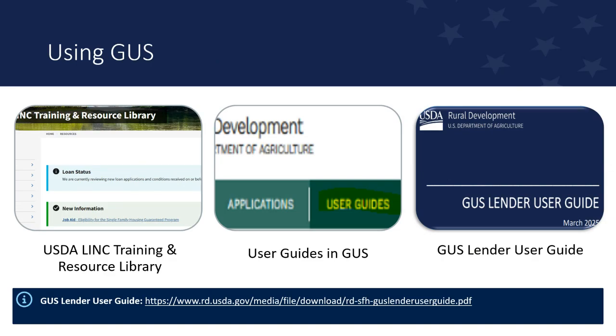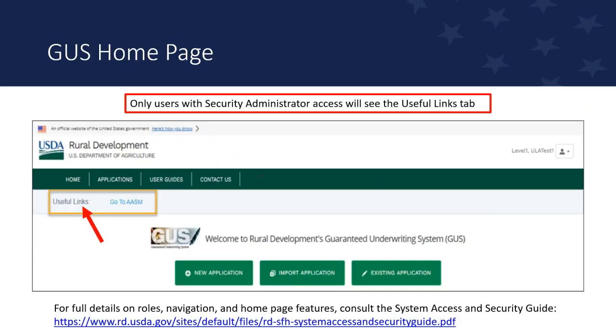The GUS User Guide is extremely helpful. You can find it in GUS under the User Guide tab or the LINC Training and Resource Library page under the GUS tab. It will walk you step by step through the screens in GUS. I use this document frequently when I get calls from lenders struggling to maneuver in GUS. At the home page in GUS, only branch security administrators and lender security administrators will see a Useful Links banner under the navigation bar. This pertains to the Application Authorization Security Management, or AASM, which is where they can maintain or view user roles. More information regarding setting up user roles is available in the System Access and Security Guide, the Security Guide document available under the GUS tab on the LINC Training and Resource Library page.